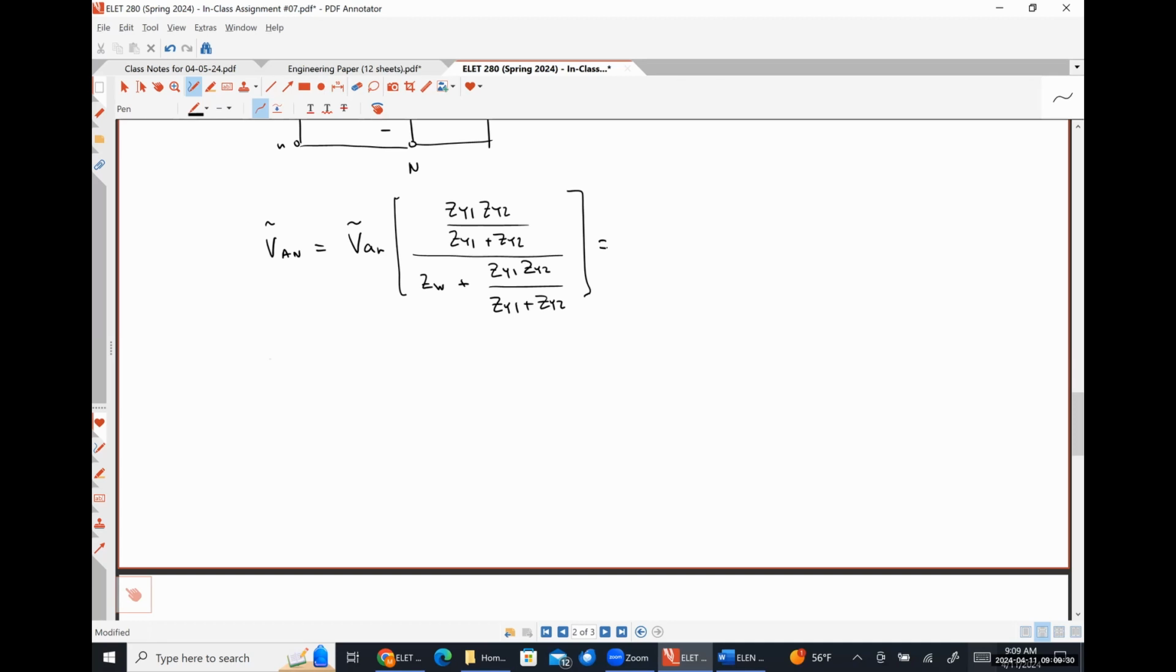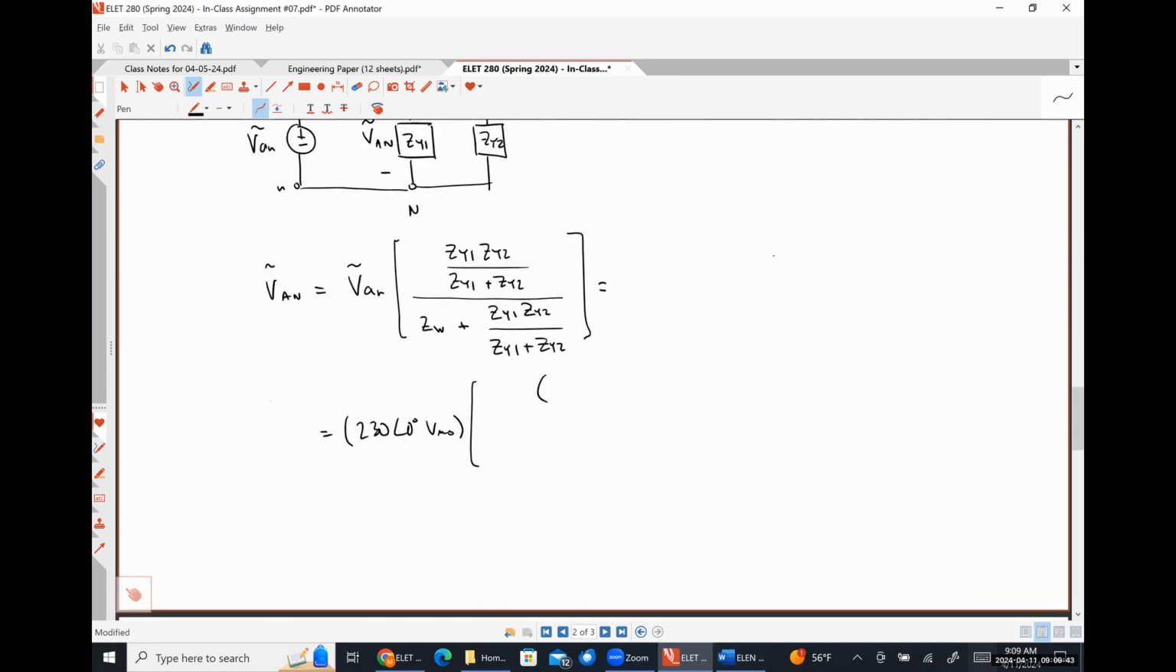So let's see here. So this is 230 angle 0, times ZY1, which was 15 plus J8, times 12 minus J5, over 15 plus 12 is 27, plus J3, all over 0.3 plus J0.05 plus, and I'm going to be lazy here and just write numerator, because it's literally exactly what we have in the numerator. And I'm going to throw this into my calculator real quick.